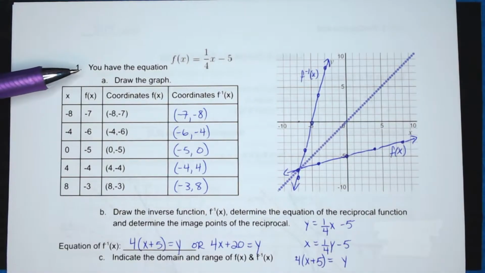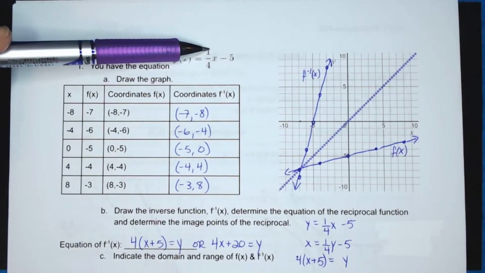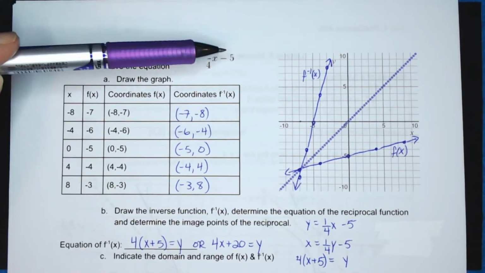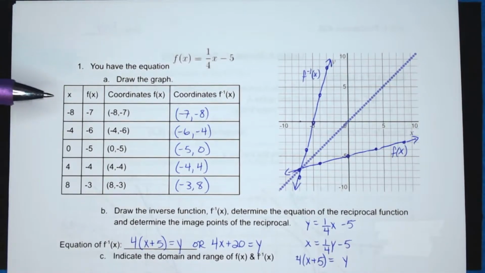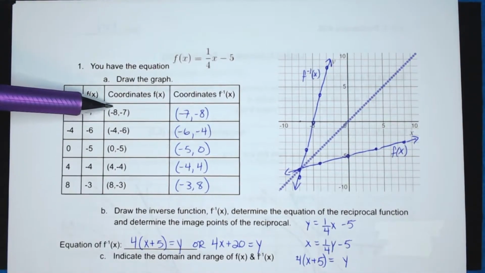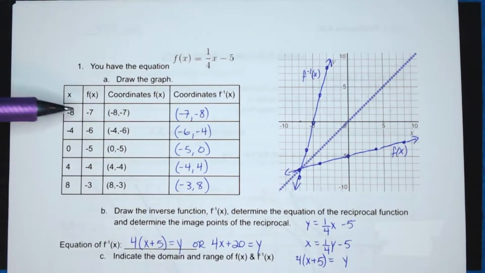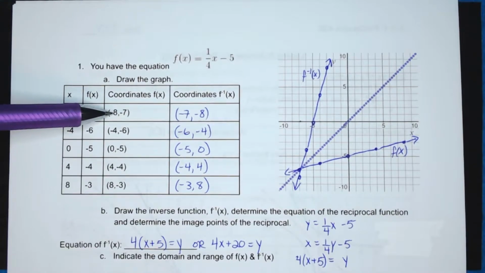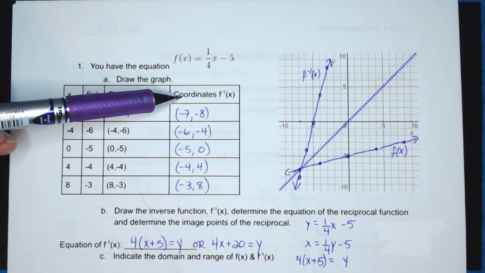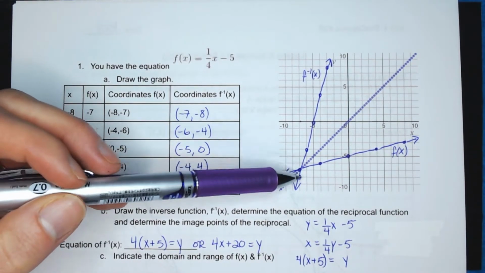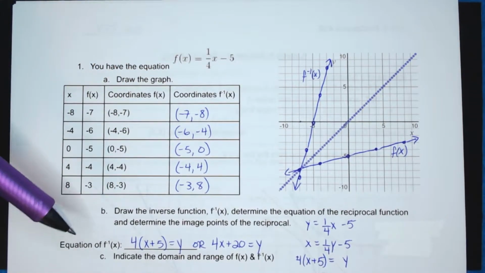So we have this example. You have the equation f of x is equal to 1/4 x minus 5. It's a vertical stretch in the y's of 1/4 and a shift 5 down. Now, all you do is write out the coordinates of f of x, and then to get the coordinates of your f to the minus 1 of x, it's very simple. You just switch them around so your x becomes your y and your y becomes your x. And once you've done that, you can graph your new graph, which is here, f to the minus 1 of x.